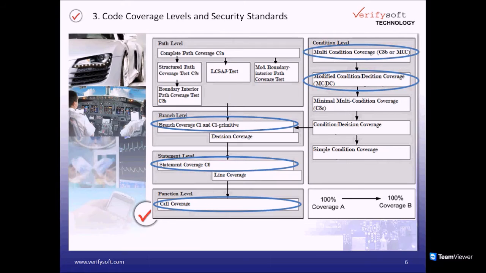The highest coverage levels requested by safety standards are shown on the right side of our picture. Here, each condition needs to be tested. A very important coverage level for safety critical software is the MCDC coverage. MCDC stands for Modified Condition Decision Coverage.